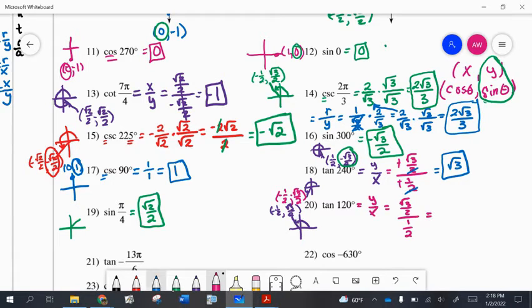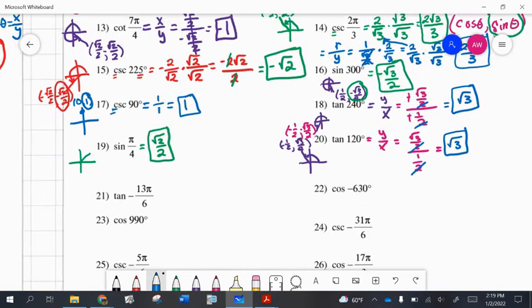Now we just want to simplify our fraction. When the denominators are the same, they cancel. That gives me root 3 over 1. If my denominator is 1, I don't have to write it. So the tangent of 120 is root 3. Now notice we said tangent of 240 was root 3 and tangent of 120 is root 3. That's what I mean about how we'll have the same trig values in different locations for different angles.